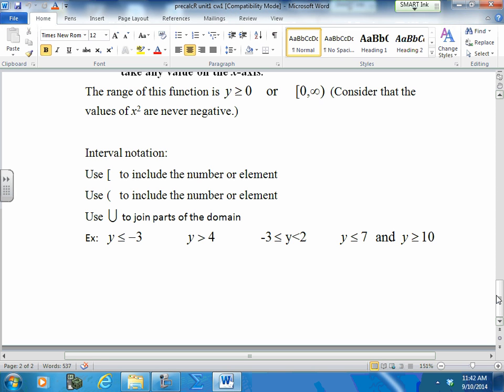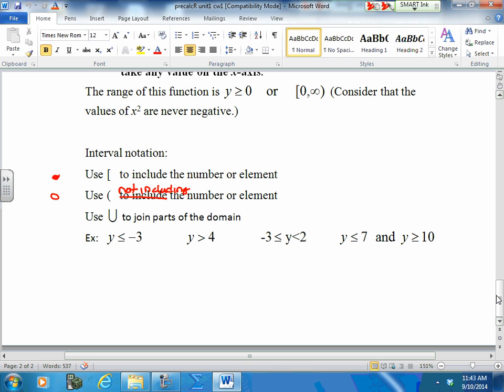They do say the same thing. To include, and this says not including. Thank you. I'm the only one that caught that. Thank you. Not including. That usually is your open circle versus your closed circle.